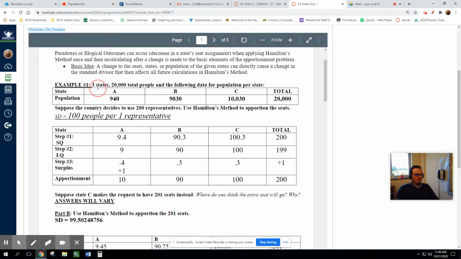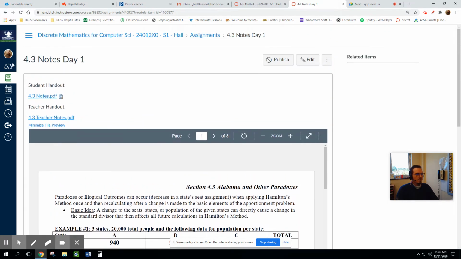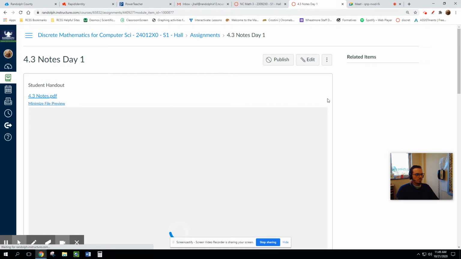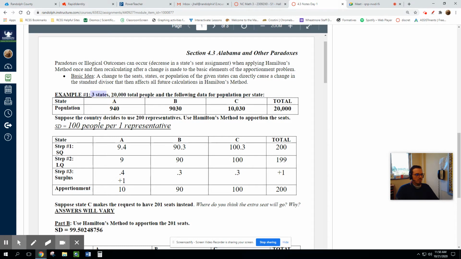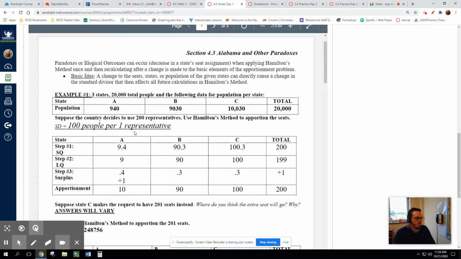So, for example, one that you'll see in your blank handout for 4.3 notes. This is your blank handout. You've got this example one that says 3 states, 20,000 total people, and the following data for population per state. So state A, B, C, total populations given. Suppose the country decides to use 200 representatives and use Hamilton's method to apportion the seats. So the standard divisor is 100 people per one representative to begin with. So again, 100 people per one representative.